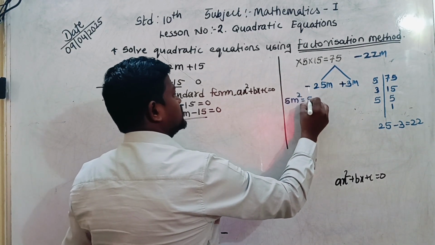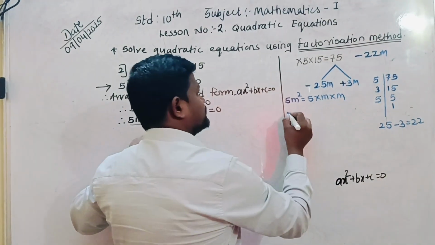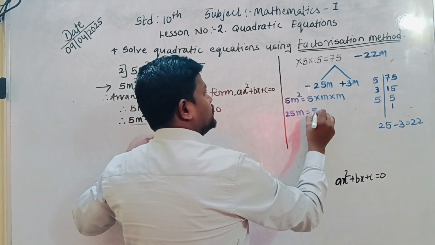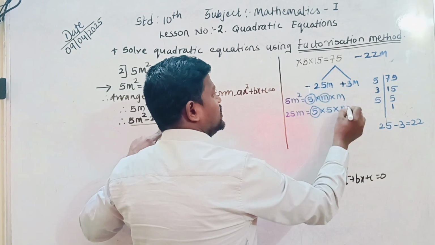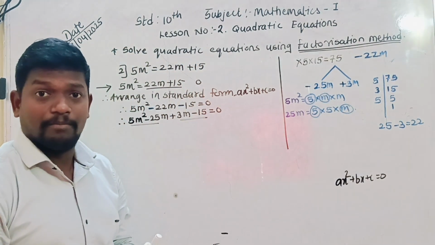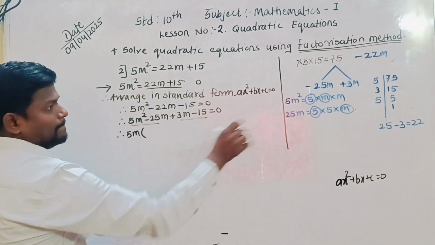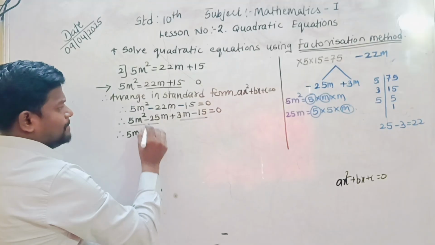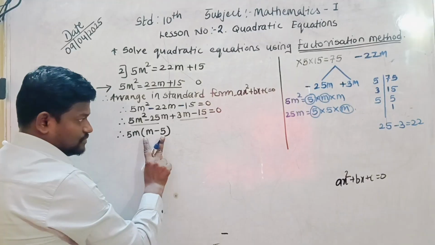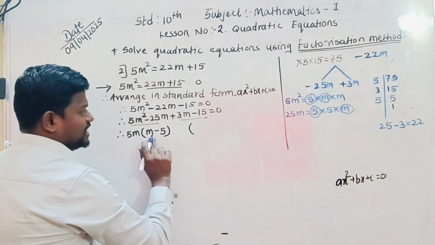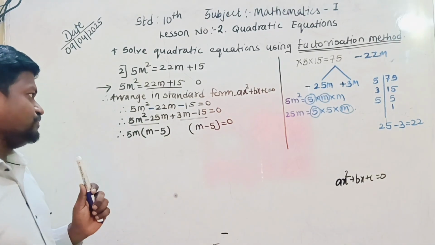For 5m square, factors are 5 into m, and for 25m, 5 multiplied by 5 multiplied by m. So common factors are 5 and m, that means 5m. First write down the remaining number m, then sign minus and remaining number 5. Then leave space here and write m minus 5 equal to 0.